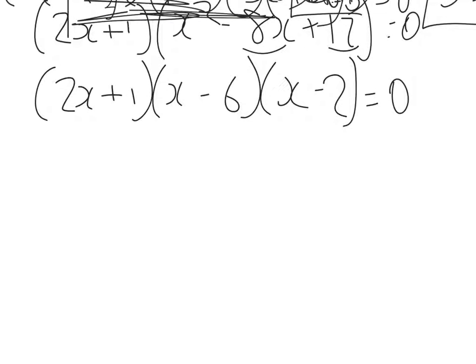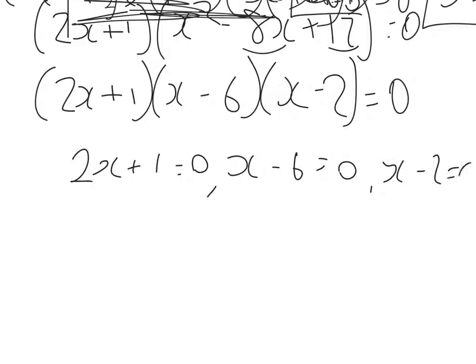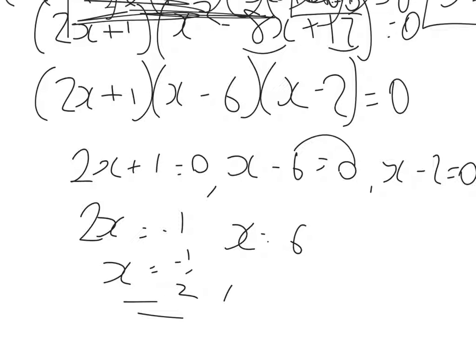And then I'm asked this time to go a step ahead, and it's not just factorise but solve. So 2x plus 1 equal to 0, x minus 6 equal to 0, x minus 2 equal to 0. That's 2x equals minus 1 and x equals minus 1/2 being a root, or x equals 6, or x equals 2, final answer.